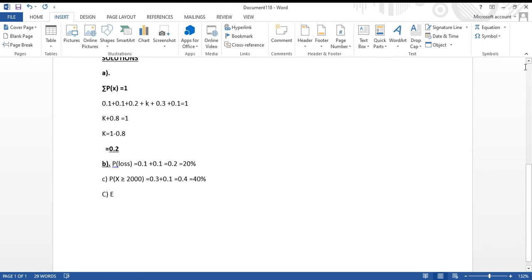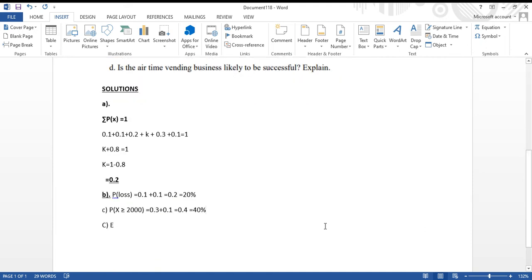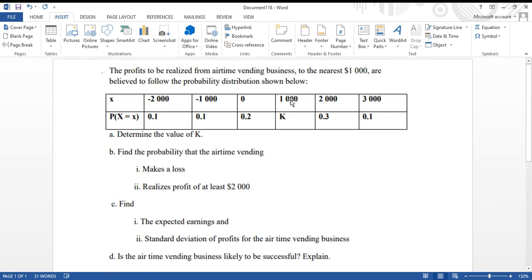If they said at most, for example, what is the probability that they make a profit of at most 2,000, then let's just do that one for your sake. At most 2,000. So you go to these profits here, 1,000 and 2,000, these two, and it will be 0.2 plus 0.3.